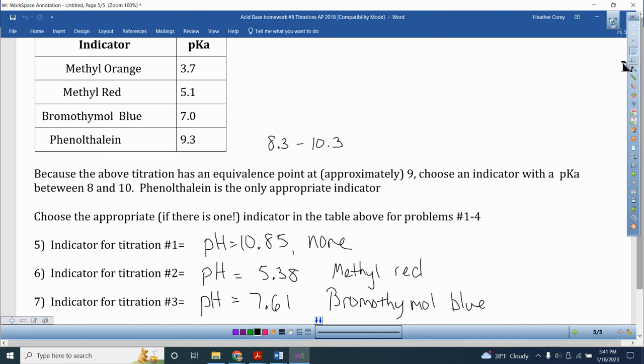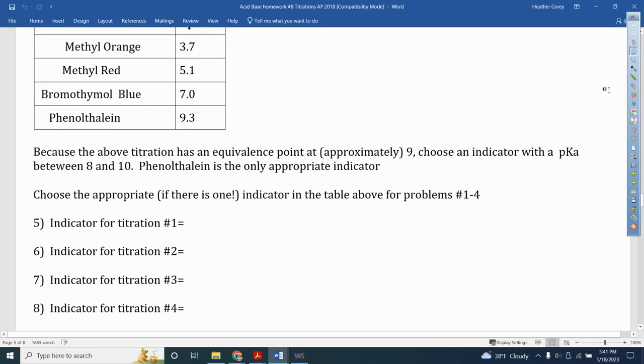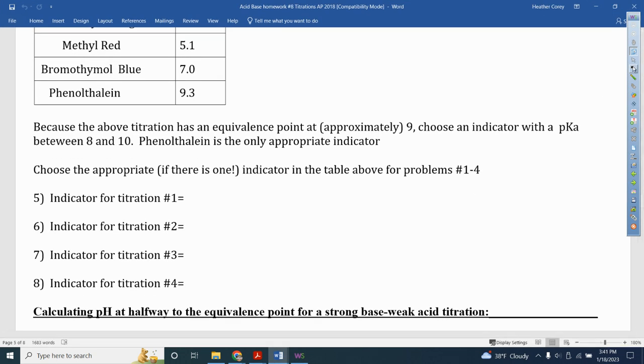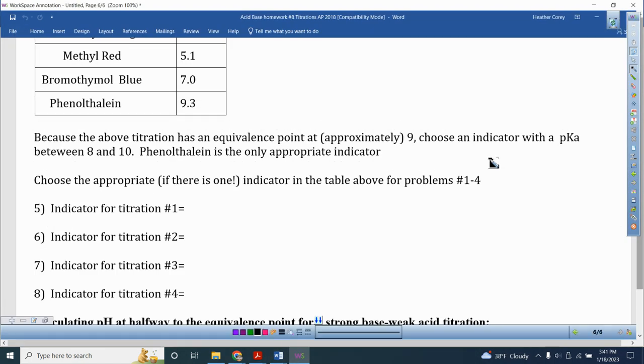And then for 8, we had a pH of 5.98. And so in this case, methyl red would be a good choice. Okay, so that's how you choose an appropriate indicator.